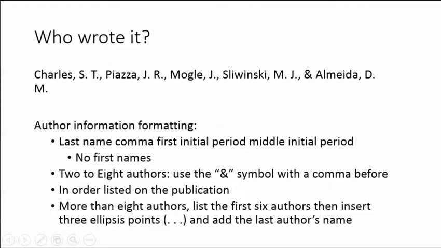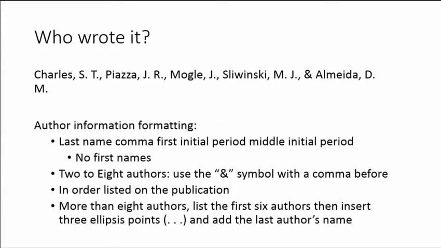There are three important formatting notes for the author section of a reference. First, we do not type out middle names. We use the full last name followed by a comma, and the first initial followed by a period, and if applicable, the middle initial followed by a period. Second, if there is more than one and fewer than eight authors, we separate each name by a comma and use an ampersand before the last author's last name. The names stay in the order they're listed in the publication.